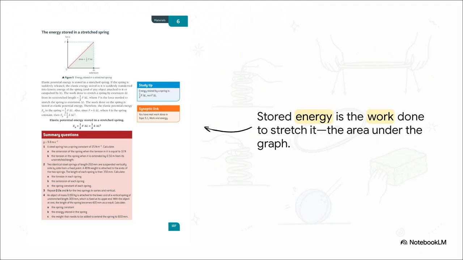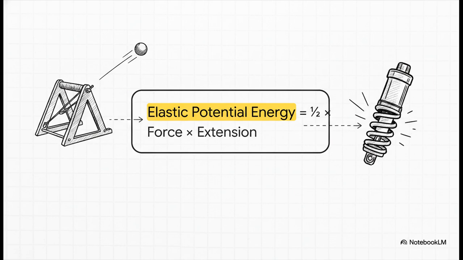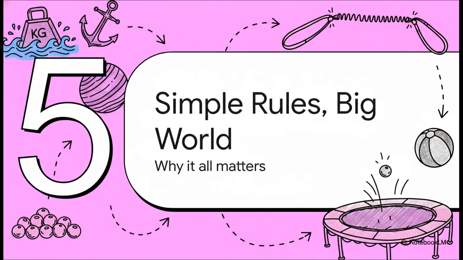Remember our straight line graph? The energy stored in that spring is exactly equal to the area of the triangle underneath that line. It's this incredible visual link between force, distance, and energy, all in one simple graph. And that leads us right to this neat little formula. The elastic potential energy is simply 1/2 times the force you applied times the extension. This is the energy that powers everything from a kid's toy catapult to the heavy-duty shock absorbers in a mountain bike.